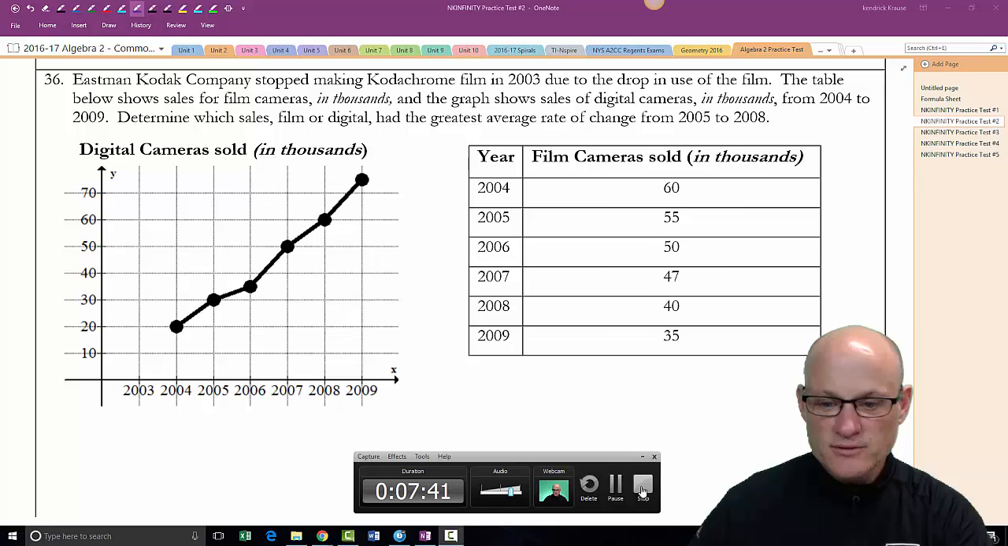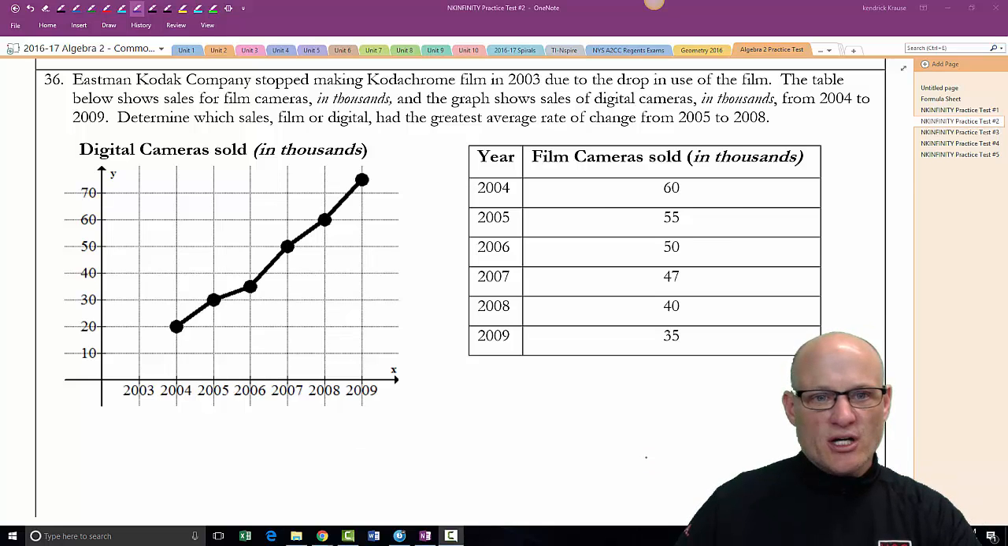Two left. All right, here we go. We got some, what do we got here? Kodachrome film. They dropped it in 2003. I think they're actually bringing it back now, which is kind of weird because it's just such amazing film, I guess.